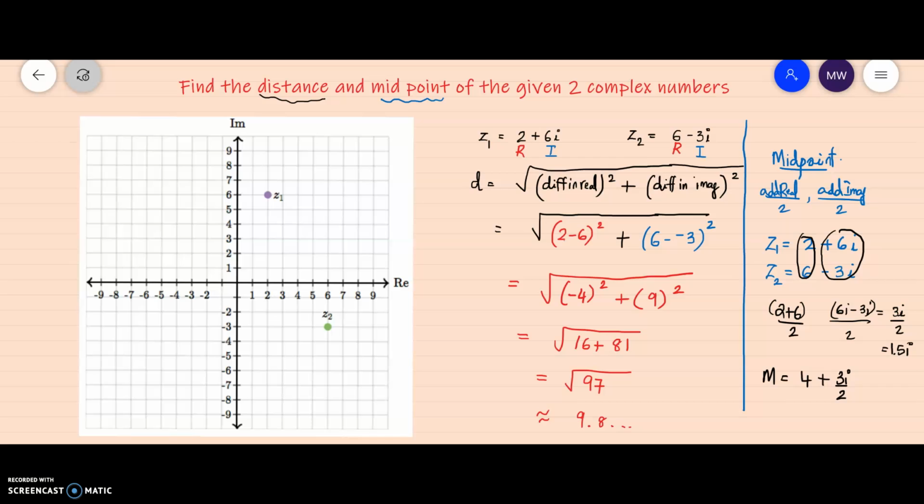So this is the midpoint of z1 and z2. The midpoint is at 4 plus 1.5i. If you really want to plot it here, from the 0 you go right 4 and then up 1.5, which is somewhere here. So this is where we have just plotted our midpoint, and it does look like the midpoint of z1 and z2. So this is how you find the distance and the midpoint of two complex numbers.